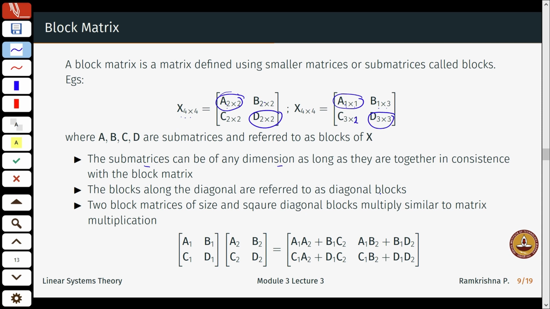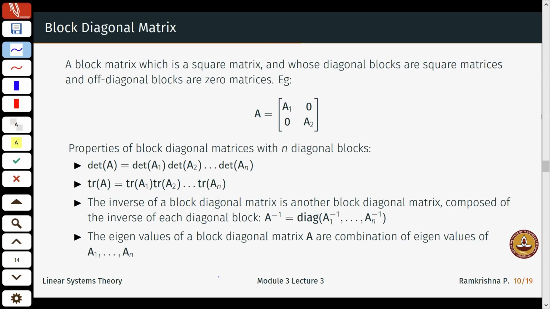And a nice property of this is the following, right. If I have blocks A1, B1, C1, D1, A2, B2, C2, D2, they just multiply according to the standard multiplication norms of A1 times A2 plus B1 times C2 and so on. So, this is pretty standard, and that is a pretty nice looking thing that will help us.